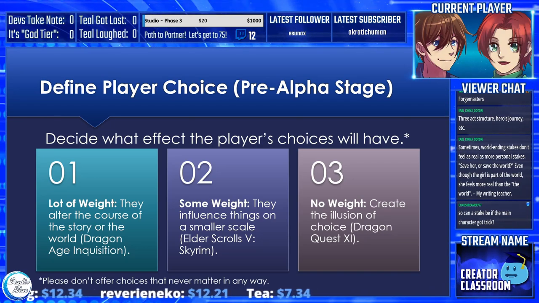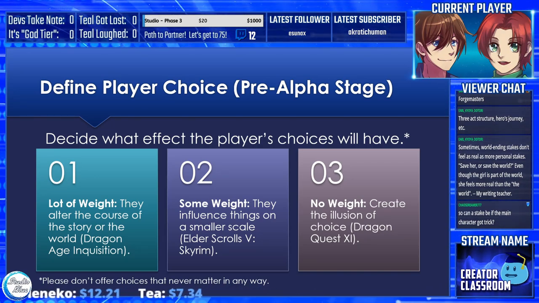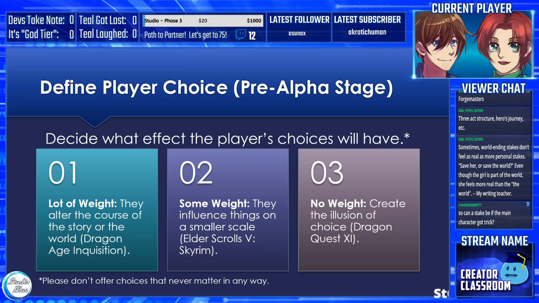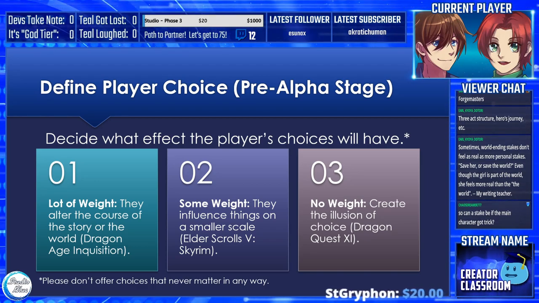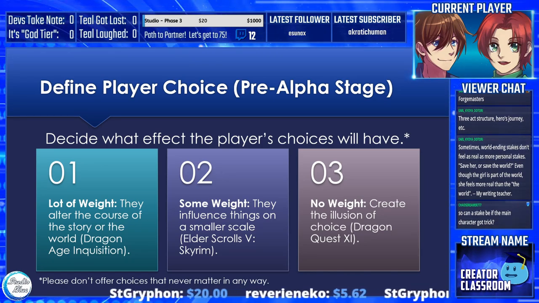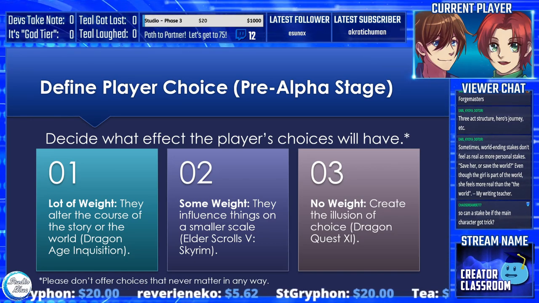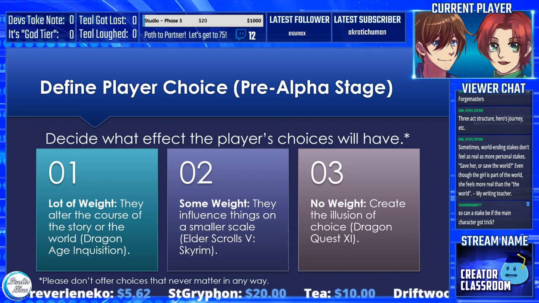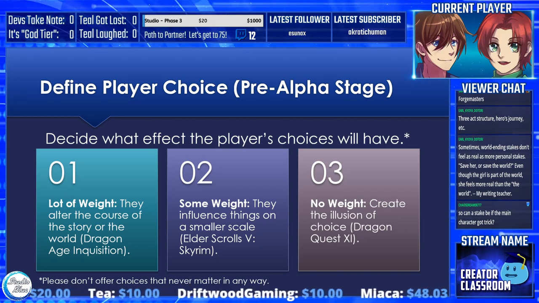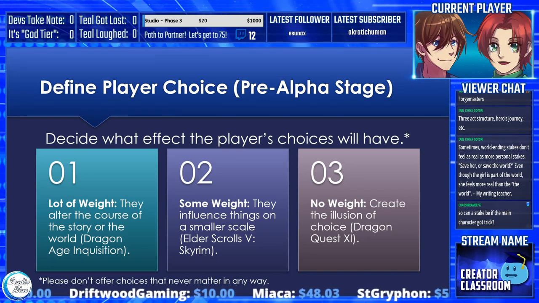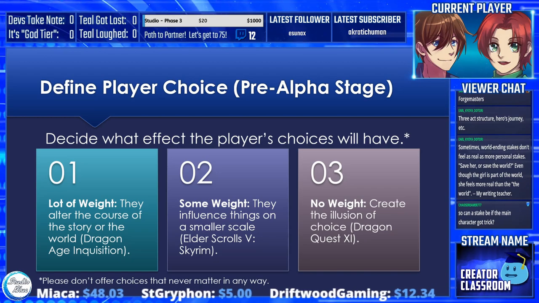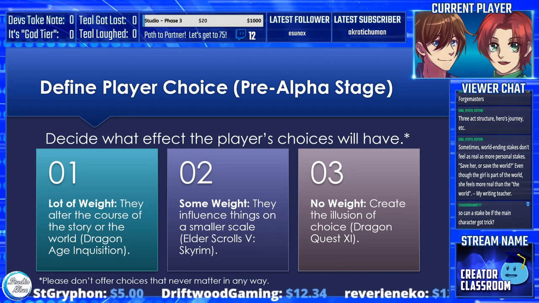Now, we define player choice. With the main story and story progression created, you should now decide what effect the player's choices will have on it. You can give the player's choice a lot of weight, where what they say can alter the course of the story or the world, such as Dragon Age Inquisition. You can give the player's choice some amount of weight, where what they decide influences things on a smaller scale, such as in Elder Scrolls V Skyrim, Empire or Stormcloaks. You can give the player's choice no weight at all, creating the illusion of choice just so the player feels that they can interact, such as Dragon Quest XI.